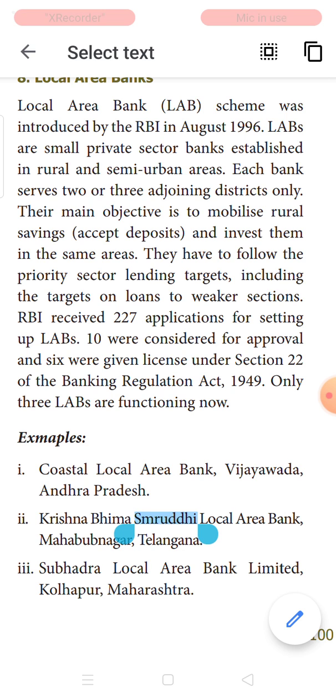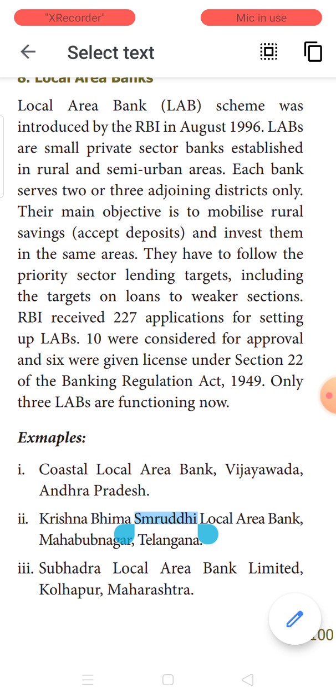The main objective of this local area bank is to create the habit of banking among the rural population in the villages. So they make the people aware of the need for savings. They accept the deposits, and this money, whatever is taken as savings from the public, is lent to the public in that particular area itself. Okay, they don't give money to people who don't belong to that area. So the main target of this bank is to lend loans only to the weaker sections.